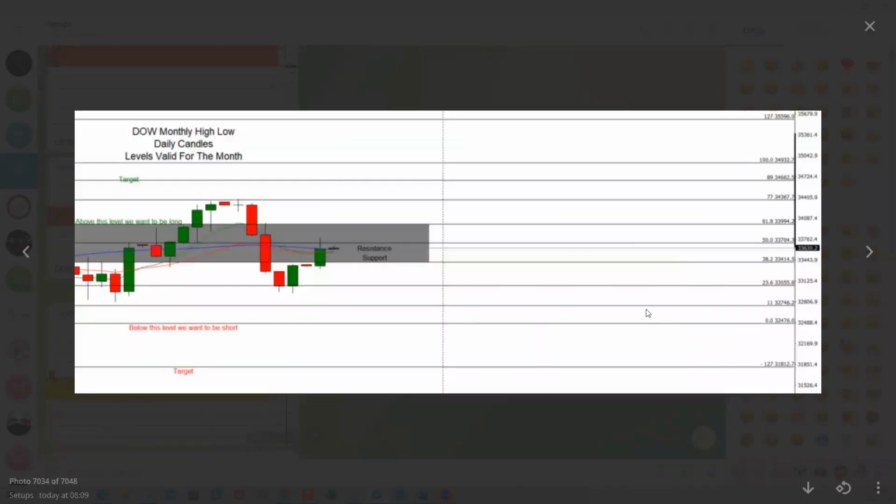On the Dow monthly high low, currently between levels of 38.2 and 50 as support and resistance. If you look at the moving averages, looks like 50 is above 21, above 8, very slightly, but it is. So with that, we want a push below the zero level to aim for the minus 127.